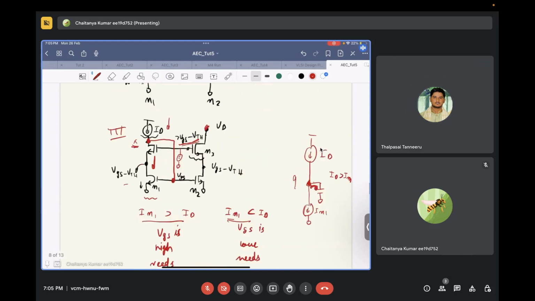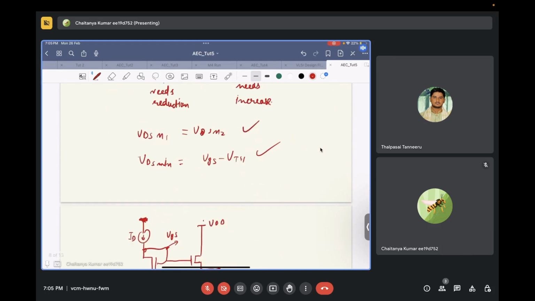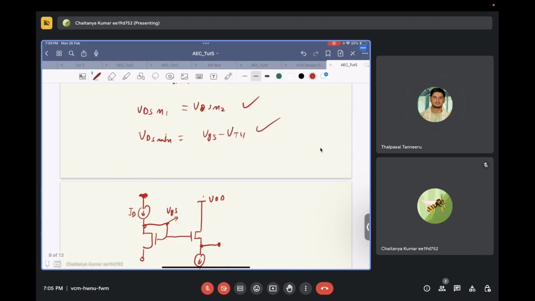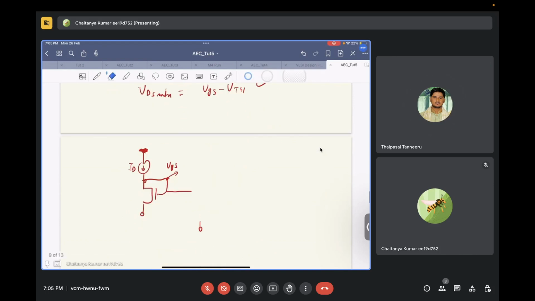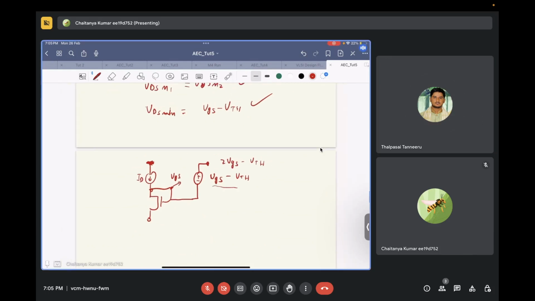So basically, you need to generate two VGS minus VTH, right? Yes, sir. Okay. So this is VGS. If you have a battery that will give you VGS minus VTH, then you will have over here two VGS minus VTH, right? Yes, sir. Okay. Now the question is, how will you generate this VGS minus VTH battery?